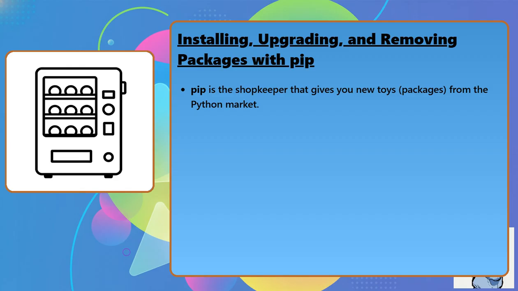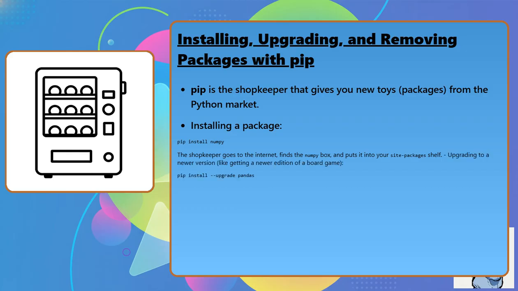Pip is the shopkeeper that gives you new toys, packages, from the Python market. Installing a package: pip install numpy. The shopkeeper goes to the internet, finds the numpy box, and puts it into your site-packages shelf. Upgrading to a newer version, like getting a newer edition of a board game: pip install --upgrade pandas. Removing a package you no longer want, maybe the toy is broken: pip uninstall matplotlib.